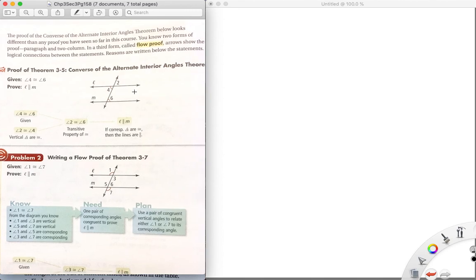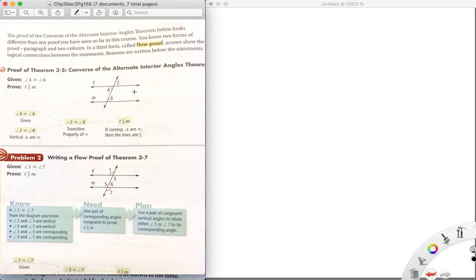A flow proof uses arrows to put the steps in the same direction as a proof. It's like a flow chart, but it's a flow proof.